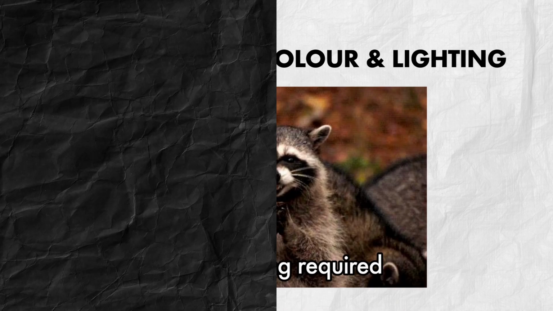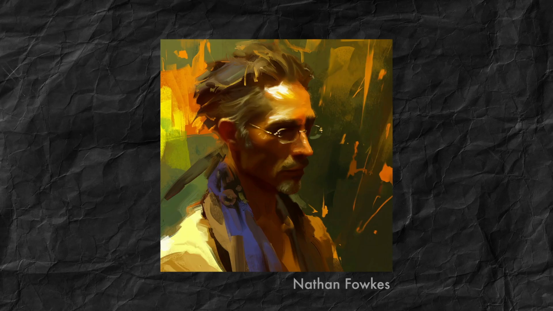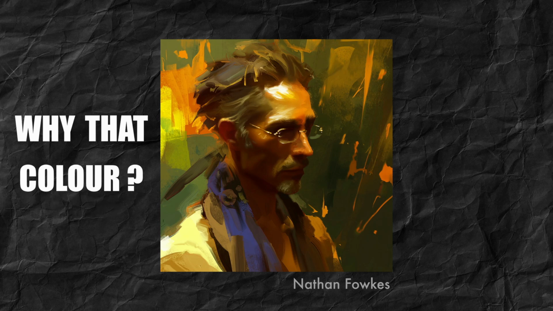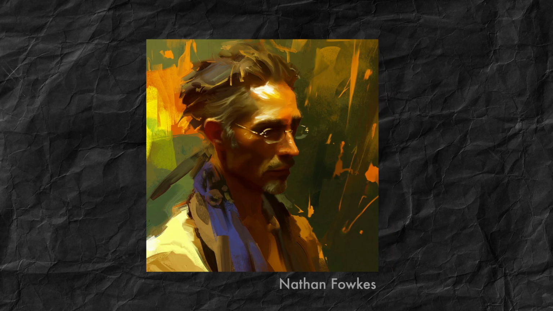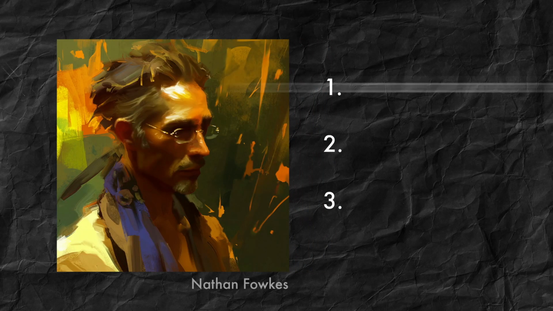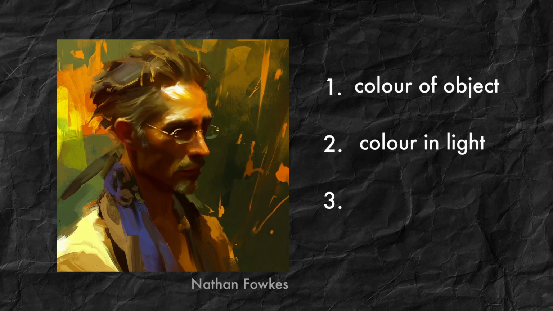Let's start. Let's begin by analyzing what's happening in this painting. At all times, we're asking ourselves, why that color? When we understand why an artist chose that color, it becomes much easier to apply the same kind of thinking in our own work. For this study, we are looking at the reasoning behind only 3 things: the color of the object, the color of the object when light hits it, and the color of the object in shadow.